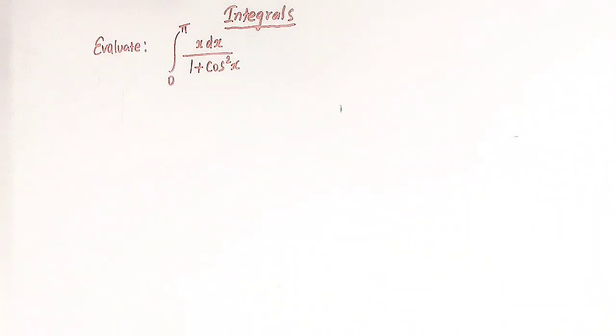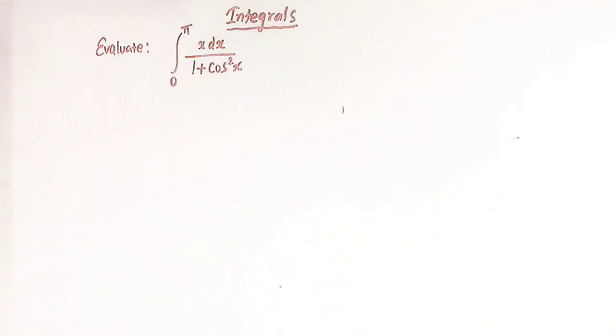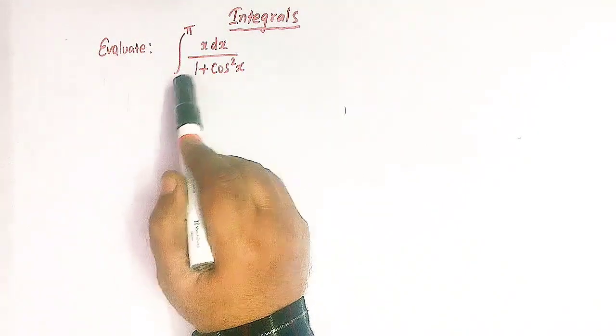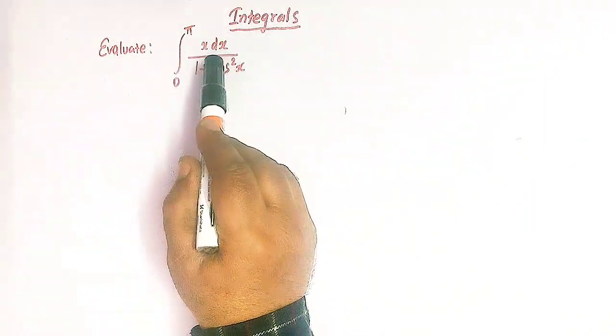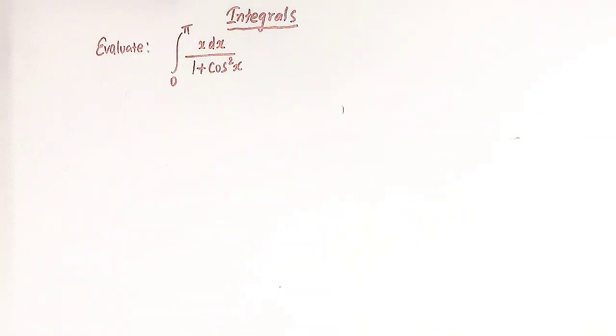Hello viewers, in today's session we are going to discuss one important definite integral. In this class we are going to evaluate the value of this definite integral, in which we are going to use some important properties of definite integrals and some standard results from indefinite integrals. Here we have to evaluate the integral from 0 to pi, and the integrand is x divided by 1 plus cosine square x.